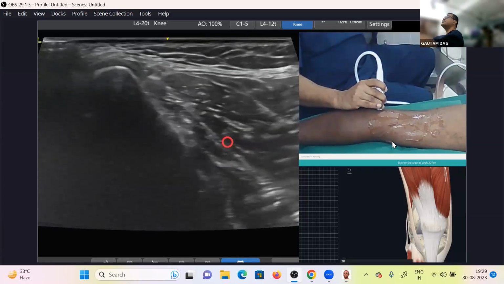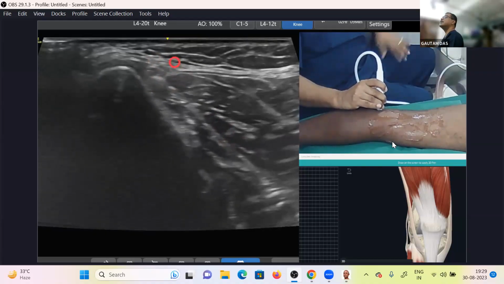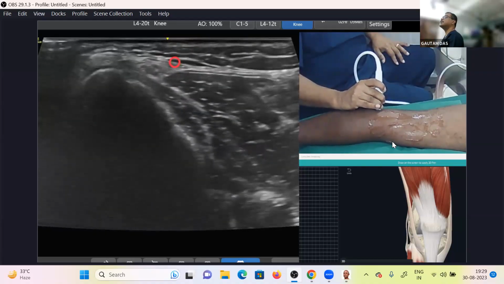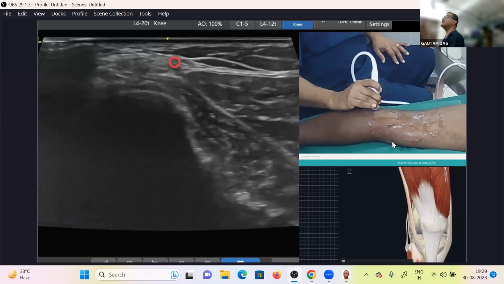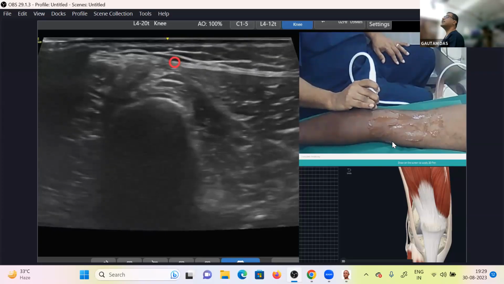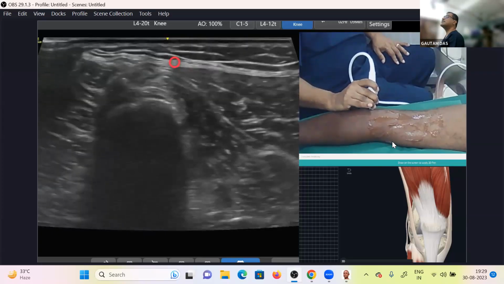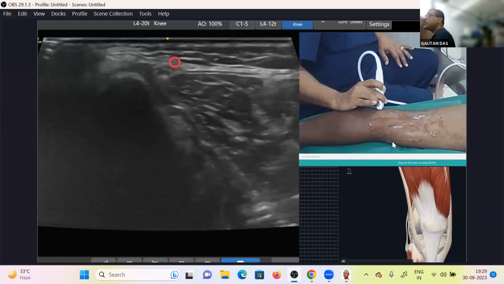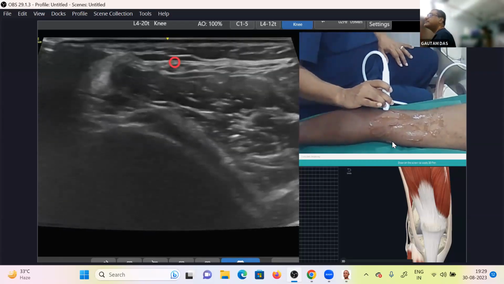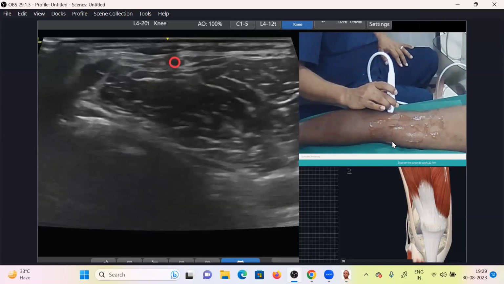And now common peroneal nerve at the head of the fibula. See, now it will be wrapping around the neck, going to the lateral compartment, lateral side. Can everybody appreciate the common peroneal nerve? Yes, sir.